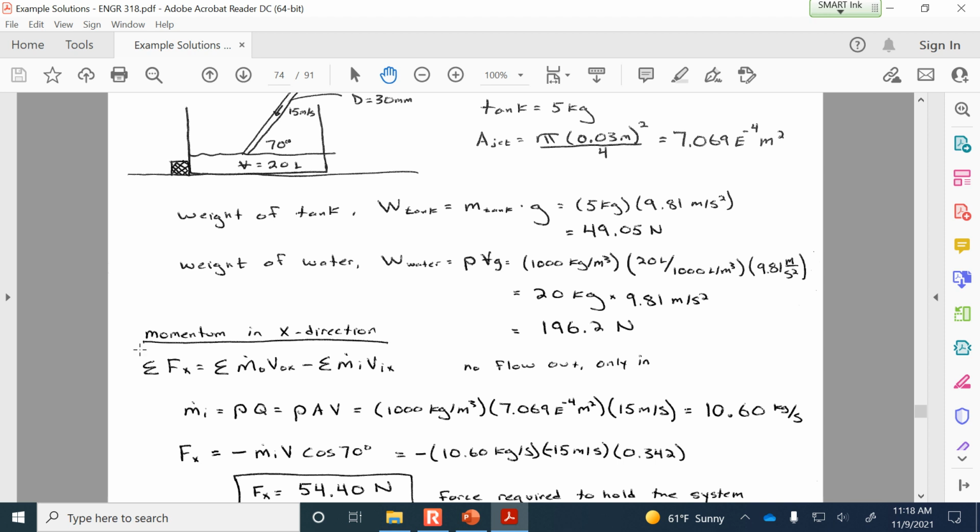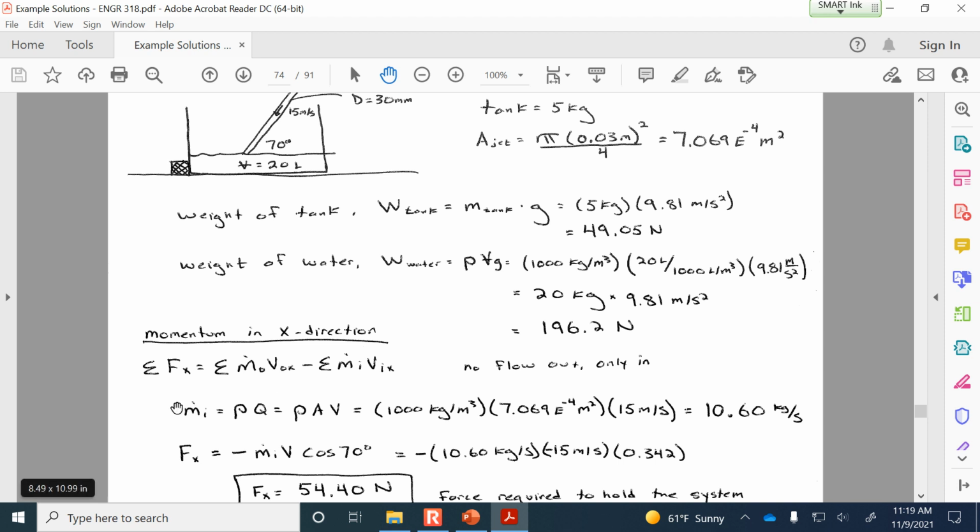So here's the general momentum equation in the x direction. And since there's only flow in the x direction, no flow out, then the flow out term drops out. And we're just talking about the mass flow rate in and the velocity in the x direction. Now you'll notice that there's no little x after the m dot here. It's not the mass flow rate in the x direction, it's just the overall mass flow rate. And so what that means is that the angle doesn't come into play when you're calculating the mass flow rate. The angle only affects the velocity term.